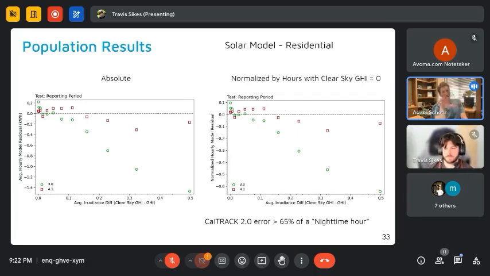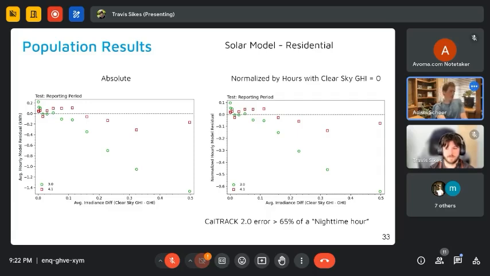And when you get even higher up to like 50% cloudiness, you're talking about error on the order of more than 65%. And I'm being a little flippant with how I'm talking about this because this metric on the x-axis, this average irradiance difference, is providing more weight inherently to hours in the middle of the day where there is a high degree of solar irradiance. And I think that's the right way to be looking at this.